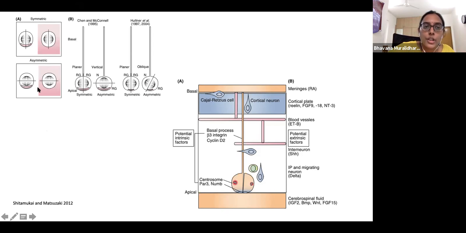Okay. Now coming to the division itself. As you would all have seen, a symmetric apical division undergoes a vertical plane of division, whereas an asymmetric division is horizontal. Sue McConnell did these studies and they saw the divisions were bang on perpendicular. But Weiland-Huttner's lab showed that some of these divisions are not perpendicular, but actually happen in an oblique manner.